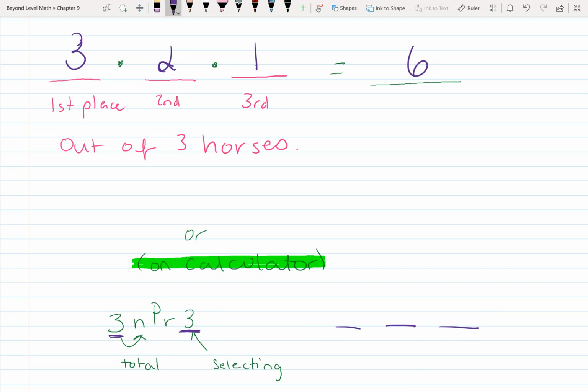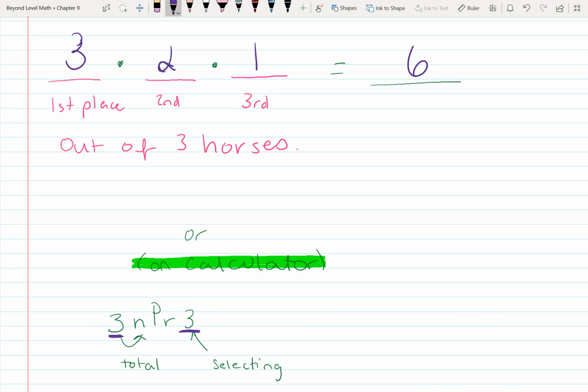This first number tells you what number to start with. 3, then go down 2, then go down 1. Because the order matters, and you don't have 3 horses that can win each of those if you only have 3 horses total. But you don't have to always make those lines if you're going to use your calculator.